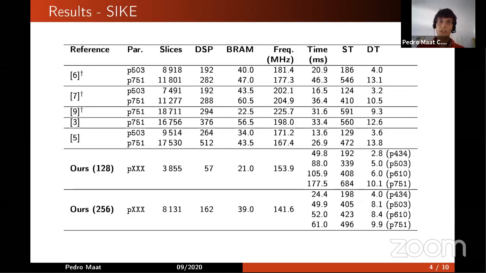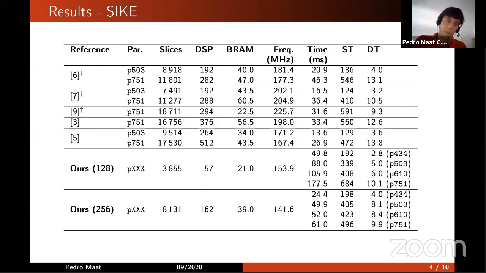For the results, here we can see SIKE results. The ones with the cross are only SIDH results. What I want to highlight from our results is this: if your project has a constraint or requirement that latency can be between 100 milliseconds or 200 milliseconds, then our solution is a good solution because we can achieve those timings and we are cheaper than one of the latest results from the literature, for example, for the P751 parameter.